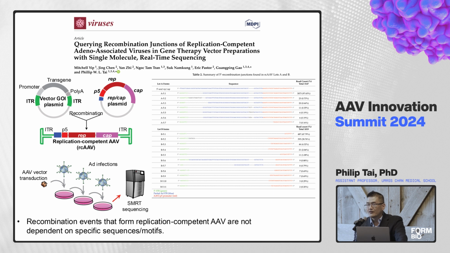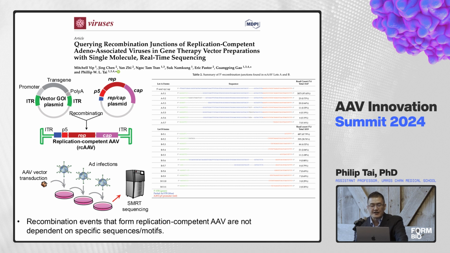The standard method for assessing RCAAV is to take the prep and passage it in the presence of adenovirus, upwards of 3 times in cells, and then assess by qPCR. What we did in this study that was published a few years ago was to use PacBio to determine how these recombination events are occurring. And it didn't seem to have any specific sequences that define these recombination events. So these recombination events may happen randomly, and if they do start to overpopulate your preps, right?